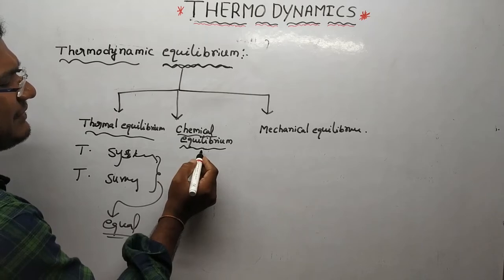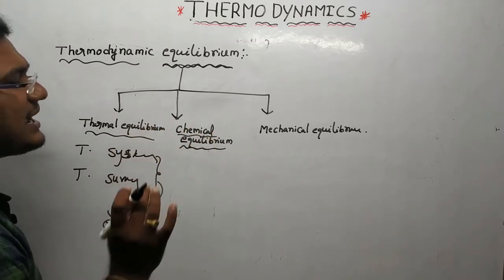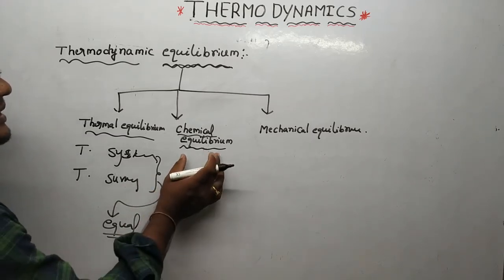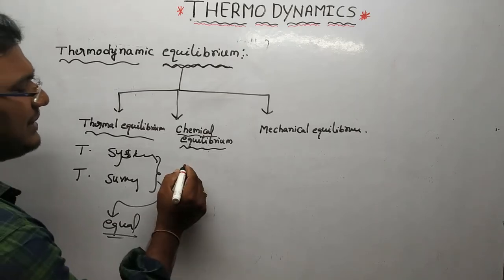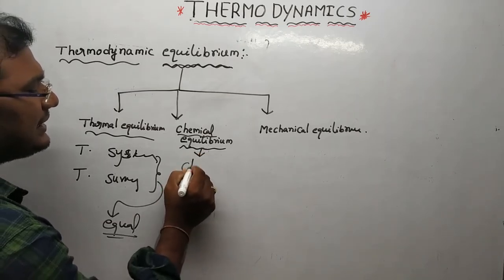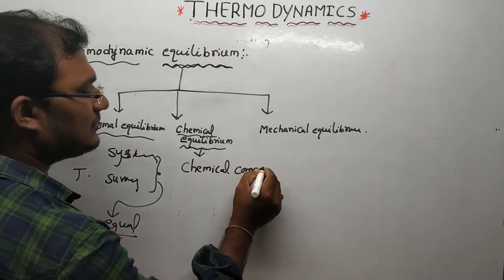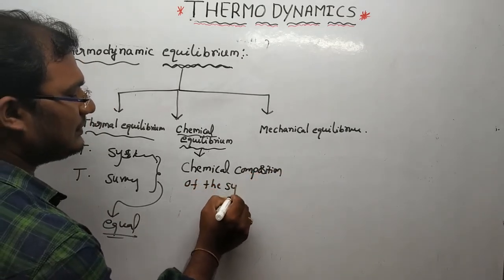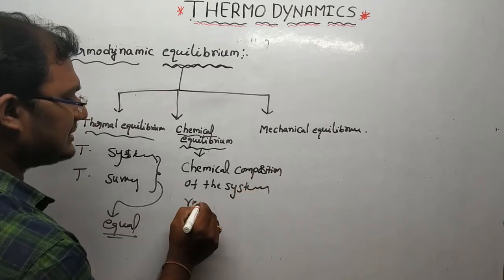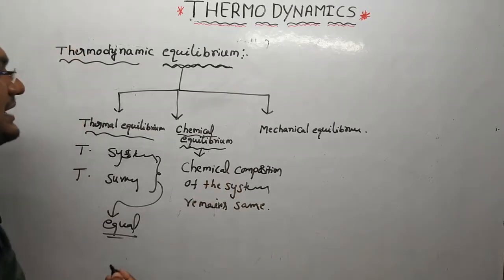The equilibrium in which the chemical composition of the system throughout the process is the same, then we can say that such type of equilibrium is called chemical equilibrium. That means in chemical equilibrium, the chemical composition of the system remains the same. Such an equilibrium is called chemical equilibrium.